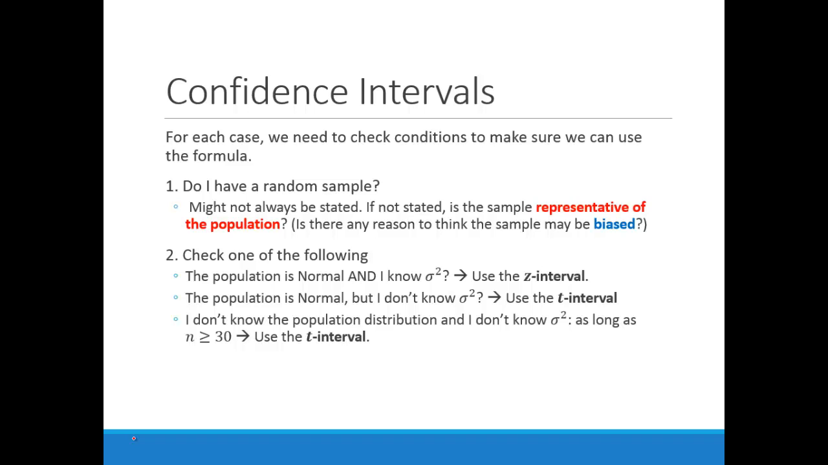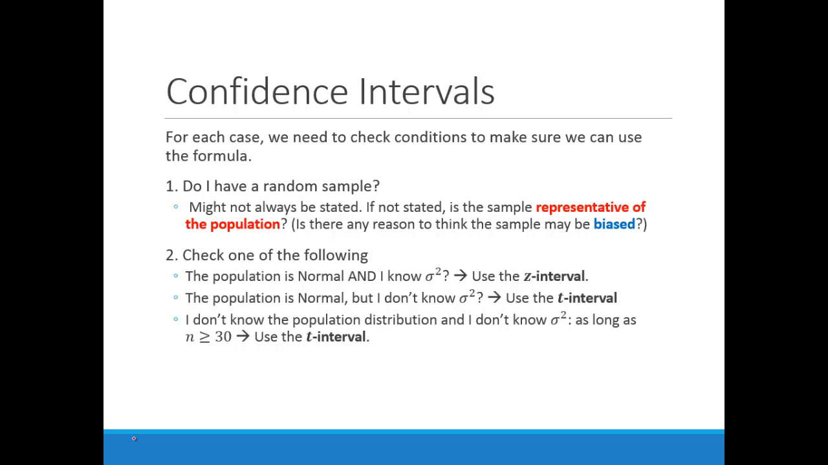Secondly, you want to figure out which formula to use. If I know the population is normal and I know the population variance, then I can use the first formula. If we're told the population is normal, but I don't know the population variance, I can use the second formula. I want to make sure my population is normal there. And if I'm not told any information, I don't know what the population looks like, and I don't know the population variance, as long as the sample size is bigger than 30, you're all set. You can use that formula again.